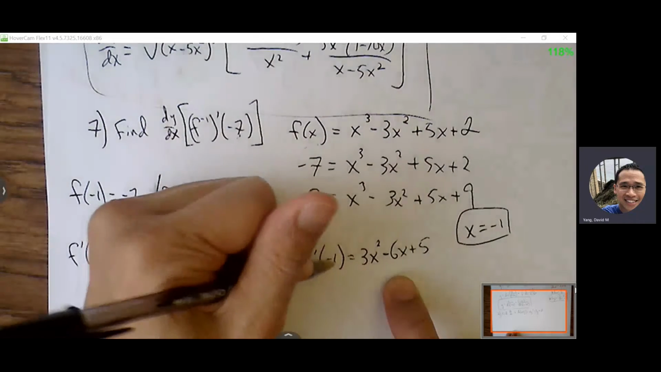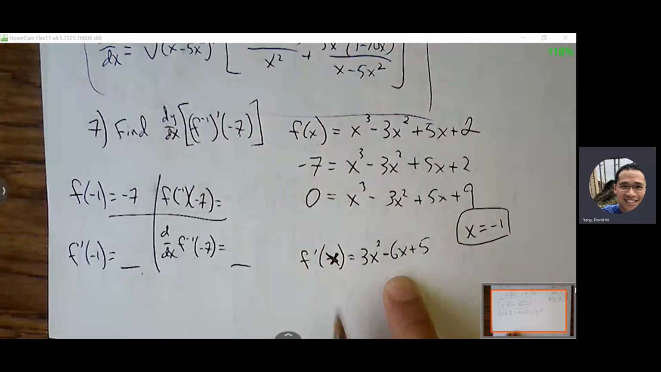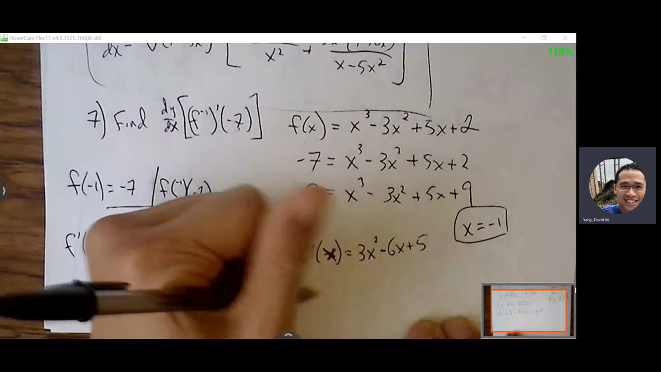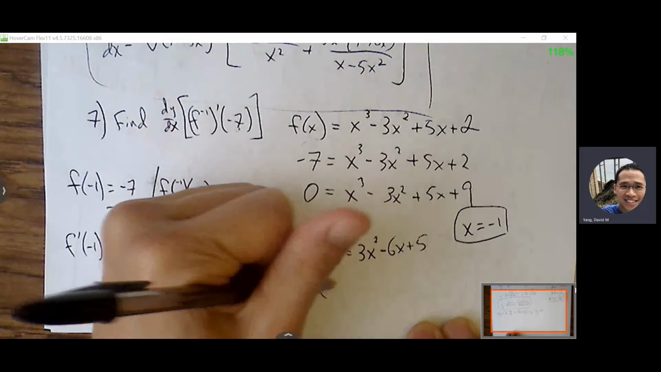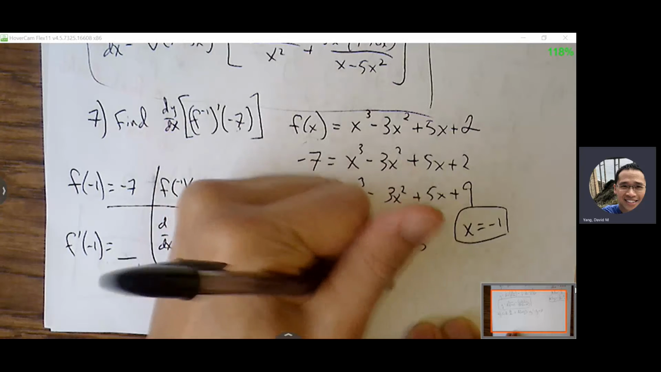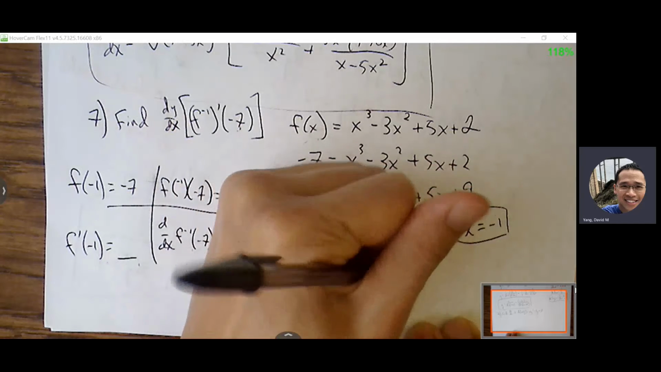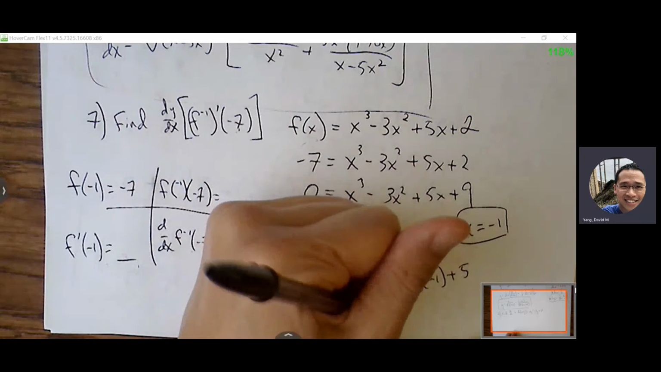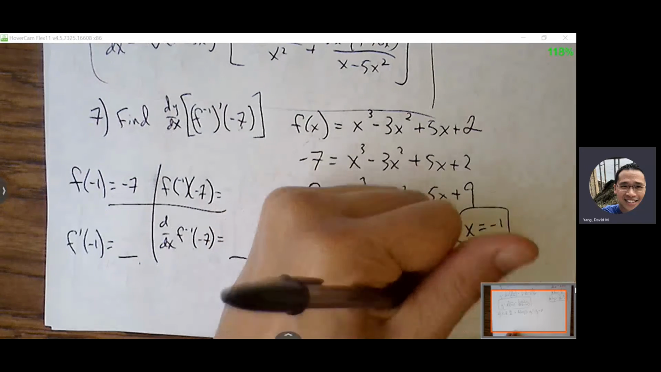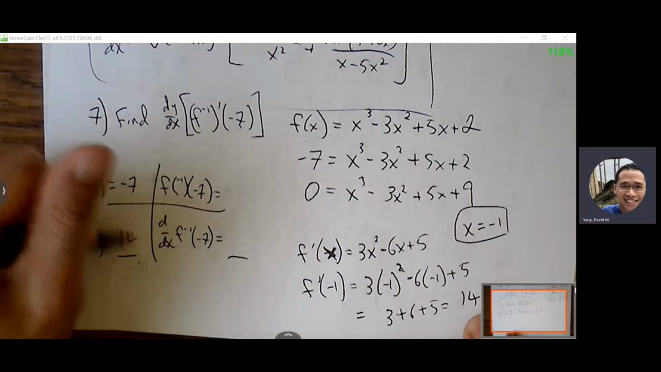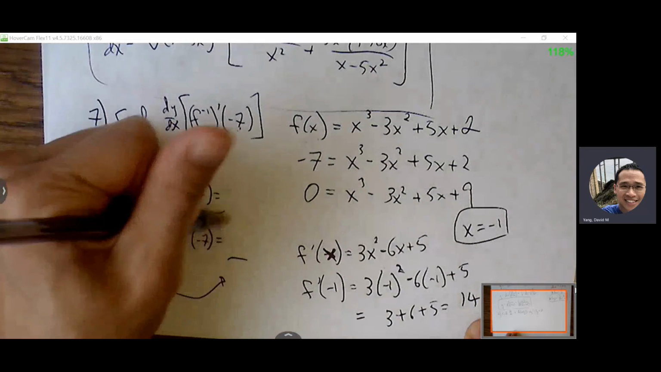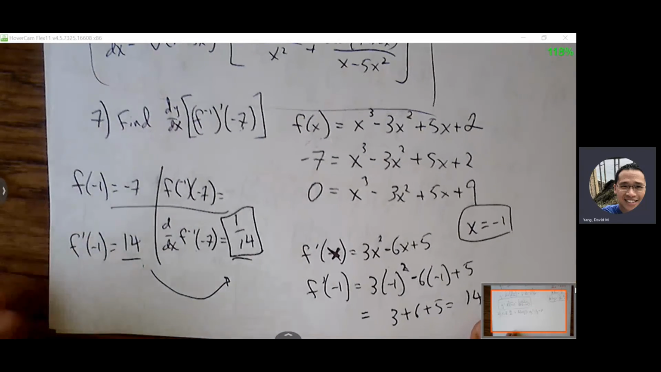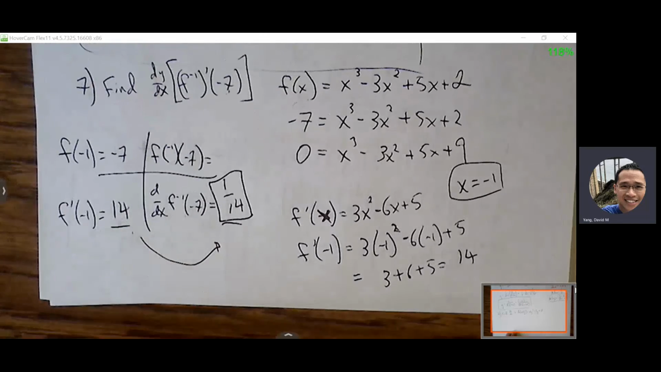Okay, so derivative, sorry. F prime of x is just 3x squared minus 6x plus 5. Find the derivative at -1. So 3 plus 6 plus 5 is 14. The slope is 14, which means that the reciprocal must be 1 over 14. So we kind of played around with those problems in the last unit.